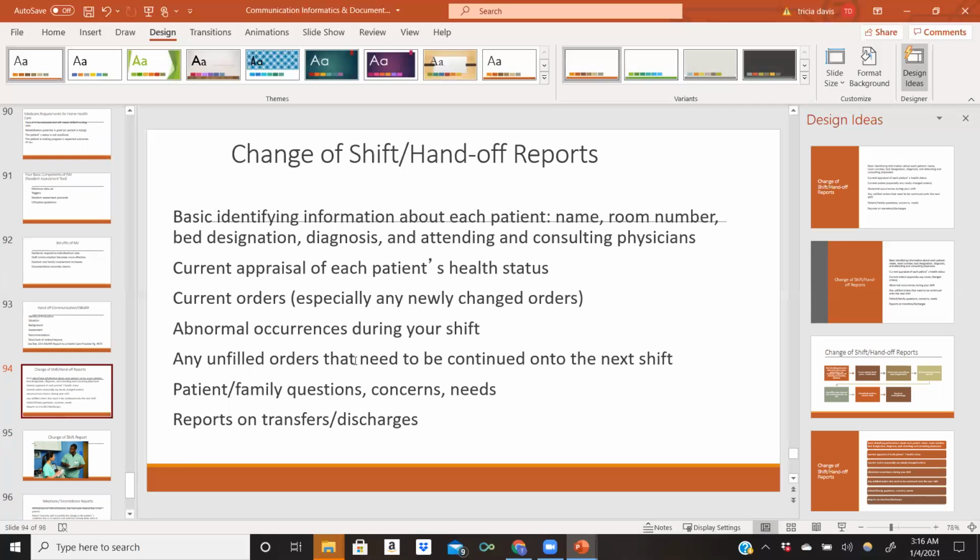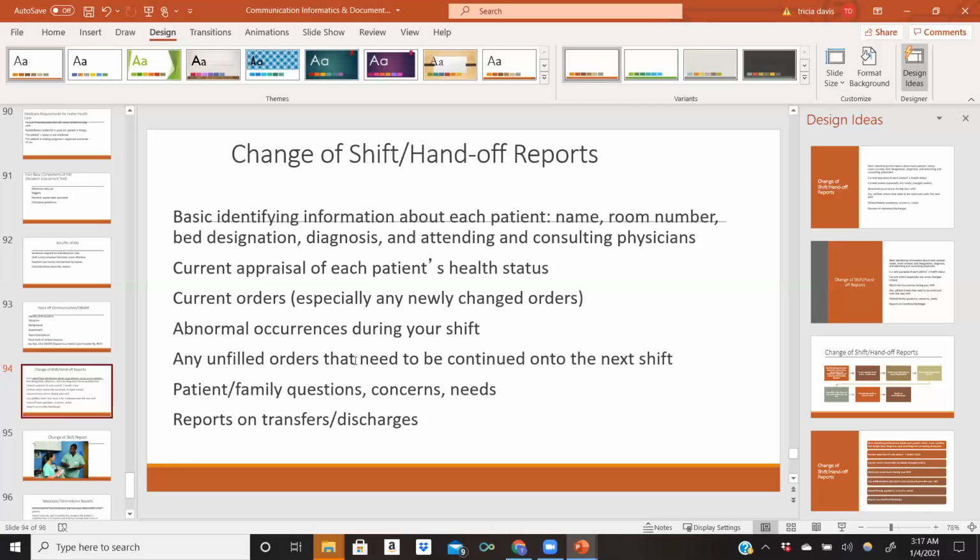Today, the trend is to do bedside report. You go into the patient's room, stand at the bedside, and introduce the nurse that's coming in. You let the patient know that you're leaving, and then you give the report about the patient. Why are they here? What's going on? Code status, any pertinent information, what happened during the day, review their medications, review nursing orders, and establish patient goals for the upcoming shift. This helps you identify any patient safety needs.